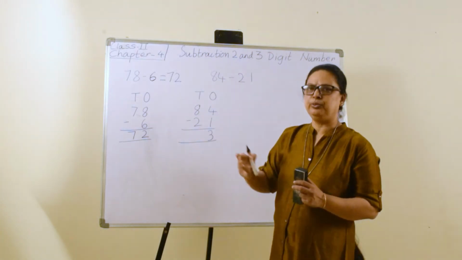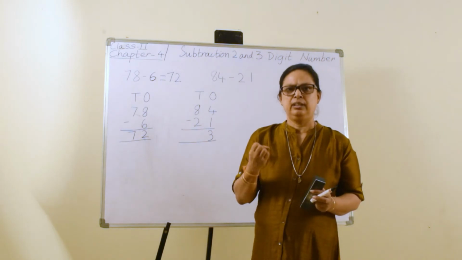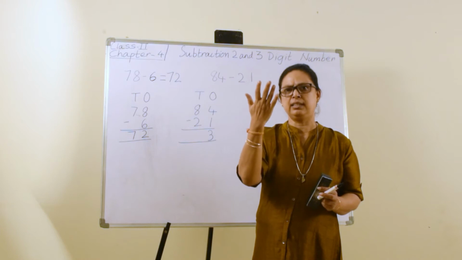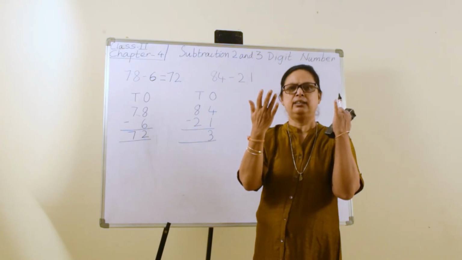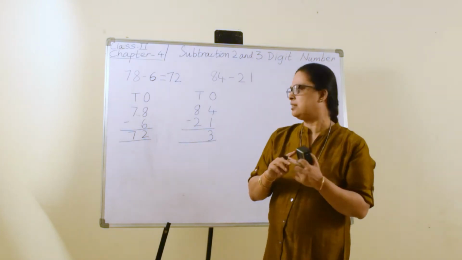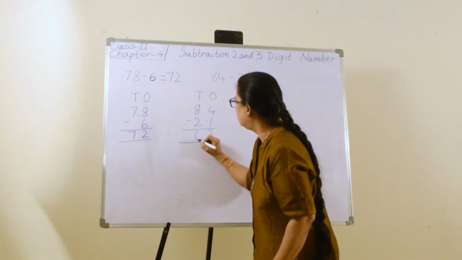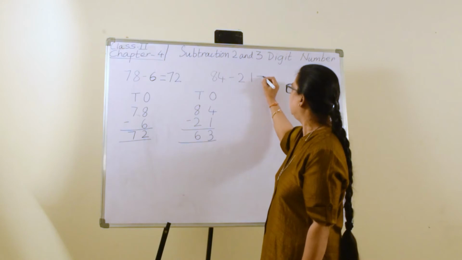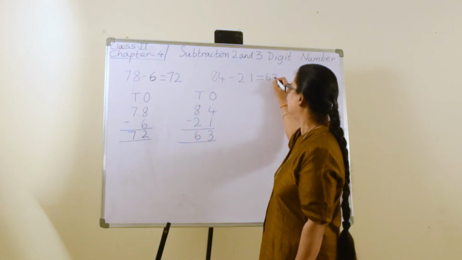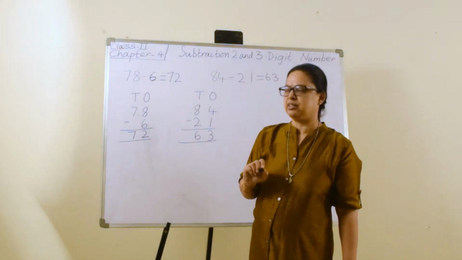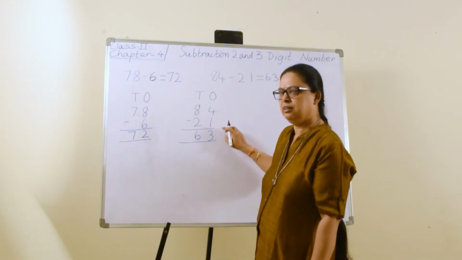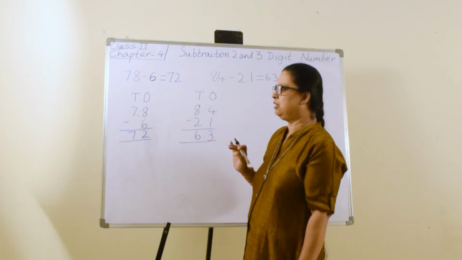Now after 2, count till 8. After 2, 3, 4, 5, 6, 7 and 8. So this is 5 and 1, 6. The difference here is 6. So 84 minus 21 is equal to 63. This is the difference. So here we have taken what? A 2-digit number subtracted from a 2-digit number.